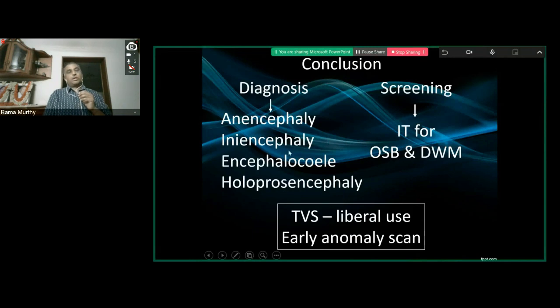You can spot them and diagnose them, no two ways about it. Whereas in other situations, you need to wait. And what are these situations? The screening situations. For example, the IT.